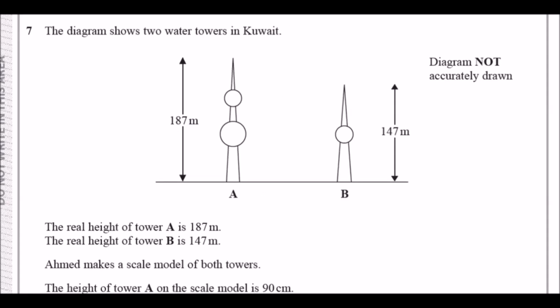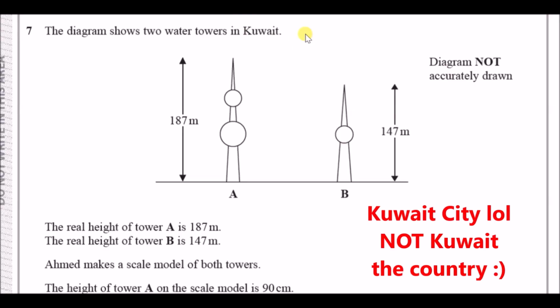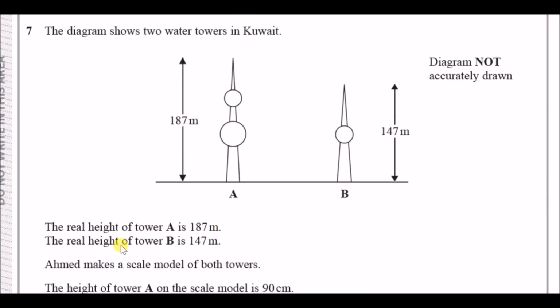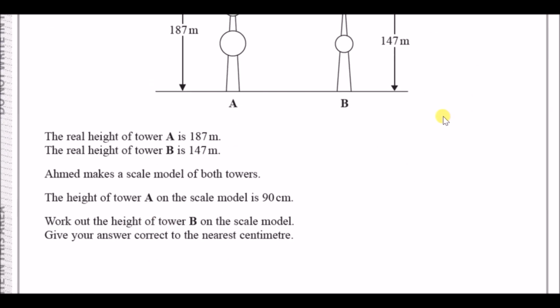Okay, number 7. So the diagram shows two water towers in Kuwait. Whew, Kuwait, I used to live here. Beautiful city, by the way, guys. So you've got Tower A, which is 187 meters, and the real height of Tower B, which is 147. So just a bit taller, sort of.